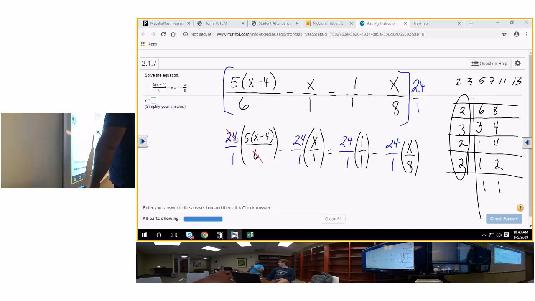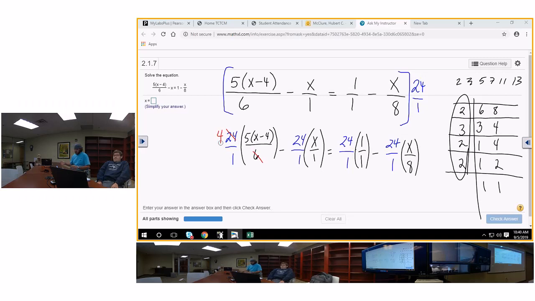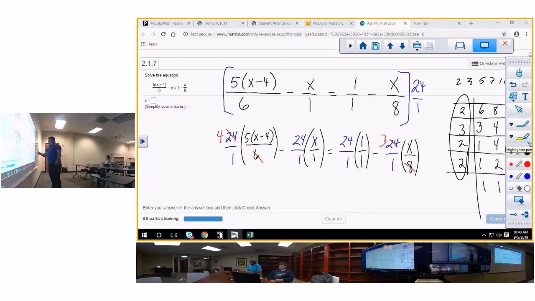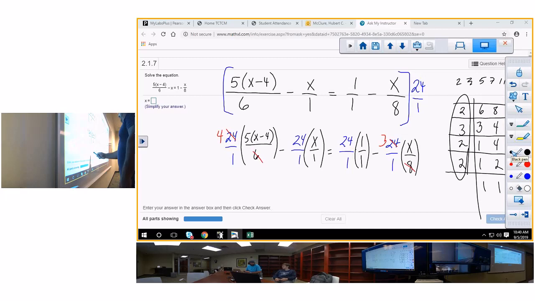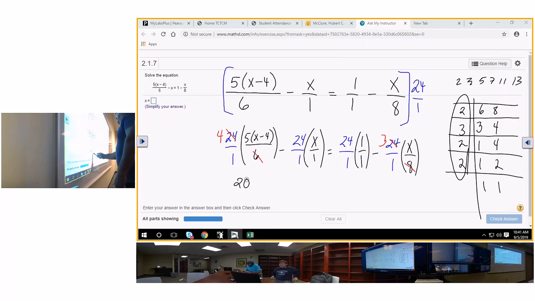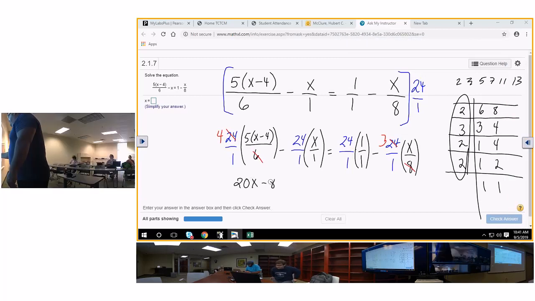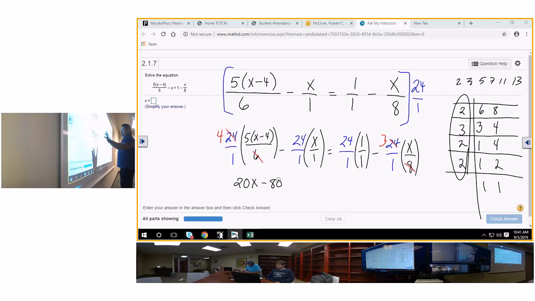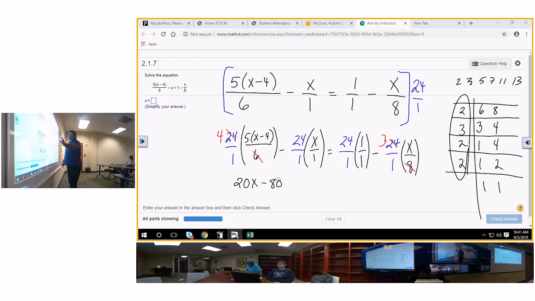6 into 24 would be how many times? 4 times? Yes, sir. And that's 24x, and 8 will go into 24 3 times. Okay, so let's finish. So that's going to give us 4 times 5, which is 20x, minus 80. Now I did skip a step there, but you should see it.